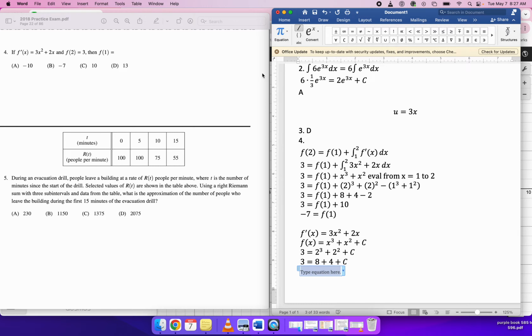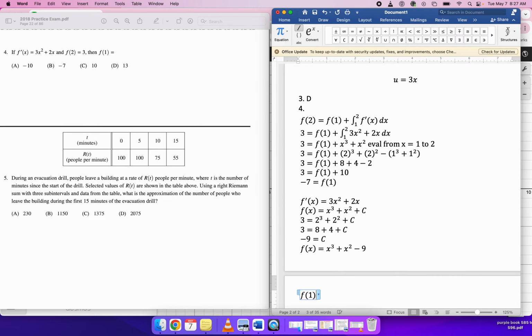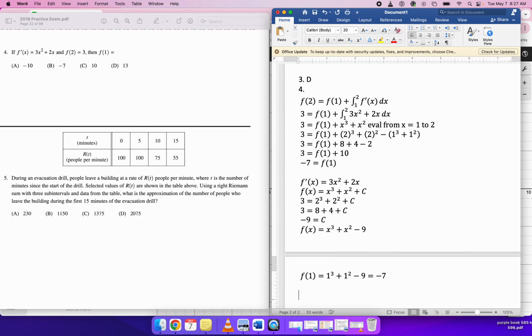minus 12 is negative 9, which means that my original function is f of x equals x cubed plus x squared minus 9. So therefore, finally, f of 1 must be 1 cubed plus 1 squared minus 9, which is again negative 7.